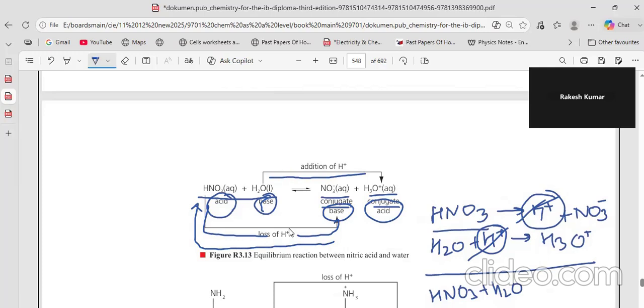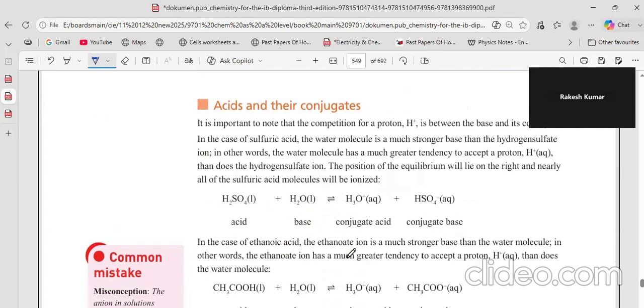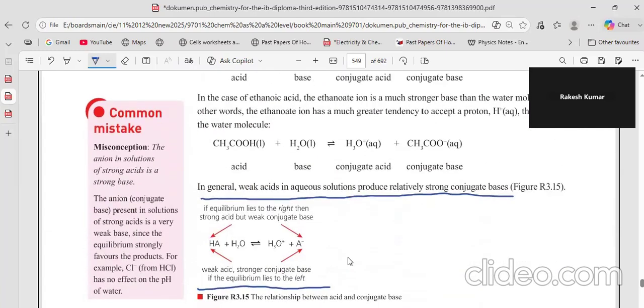But whether it will give it away depends on which is stronger. Is this stronger or is this weaker? Generally, whoever is the stronger acid will have a weaker conjugate base. So in general, weak acids will produce strong bases. And if the equilibrium lies to the right, that means you have got more of this. That means you have got a strong acid because it has dissociated and this is not able to accept the proton back and go backwards. But if it goes backwards, then this is a weak acid, and this is a stronger base. So then it shifts to the left.